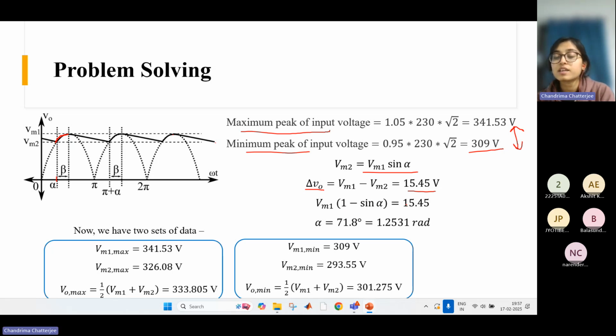Vm1 into 1 minus sine alpha is 15.45. So here I have taken Vm1 of this minimum value. Here the alpha comes out to be 71.8 degree. Okay, and this in radian.